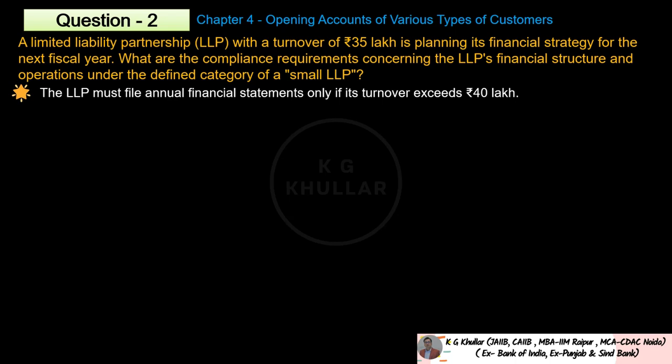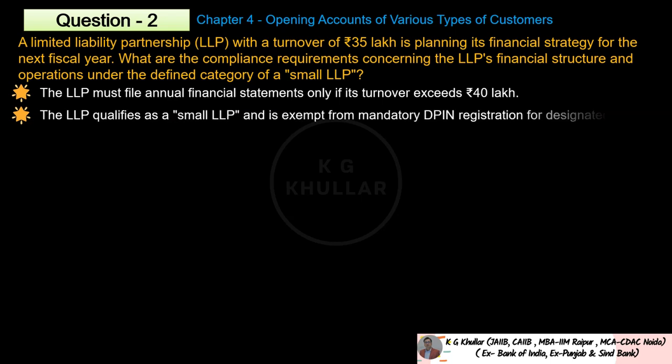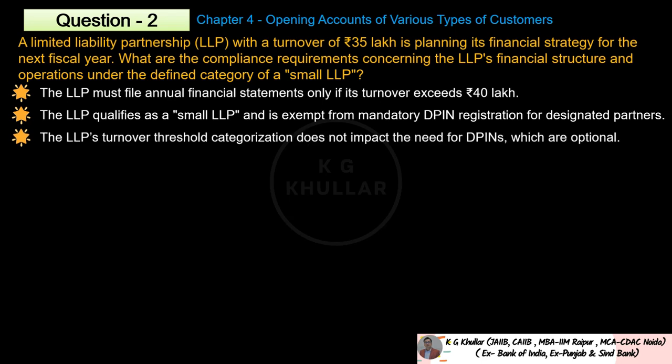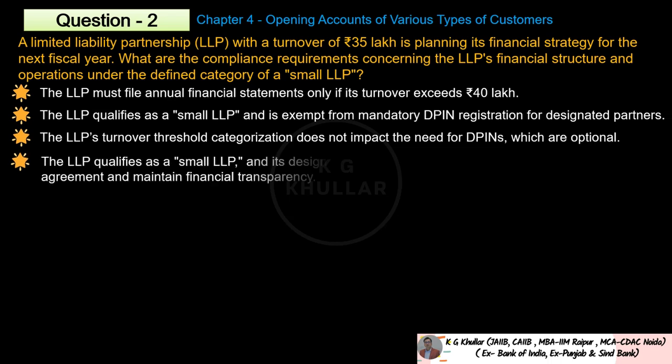That is, first option is the LLP must file annual financial statements only if its turnover exceeds Rs 40 lakhs. The next statement is the LLP qualifies as a small LLP and is exempt from mandatory DPIN registration for designated partners. Then third option C is the LLP's turnover threshold categorization does not impact the need for DPINs, which are optional. And last option D is the LLP qualifies as a small LLP and its designated partners must obtain DPIN to comply with LLP agreement and maintain financial transparency.